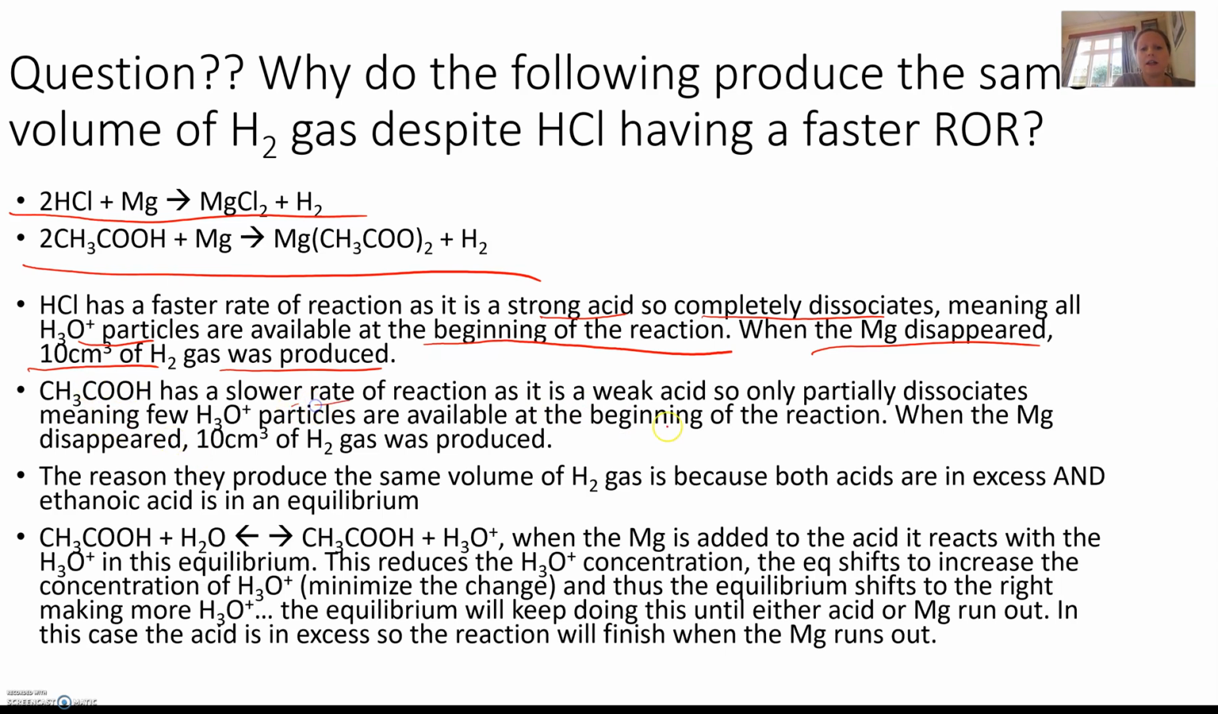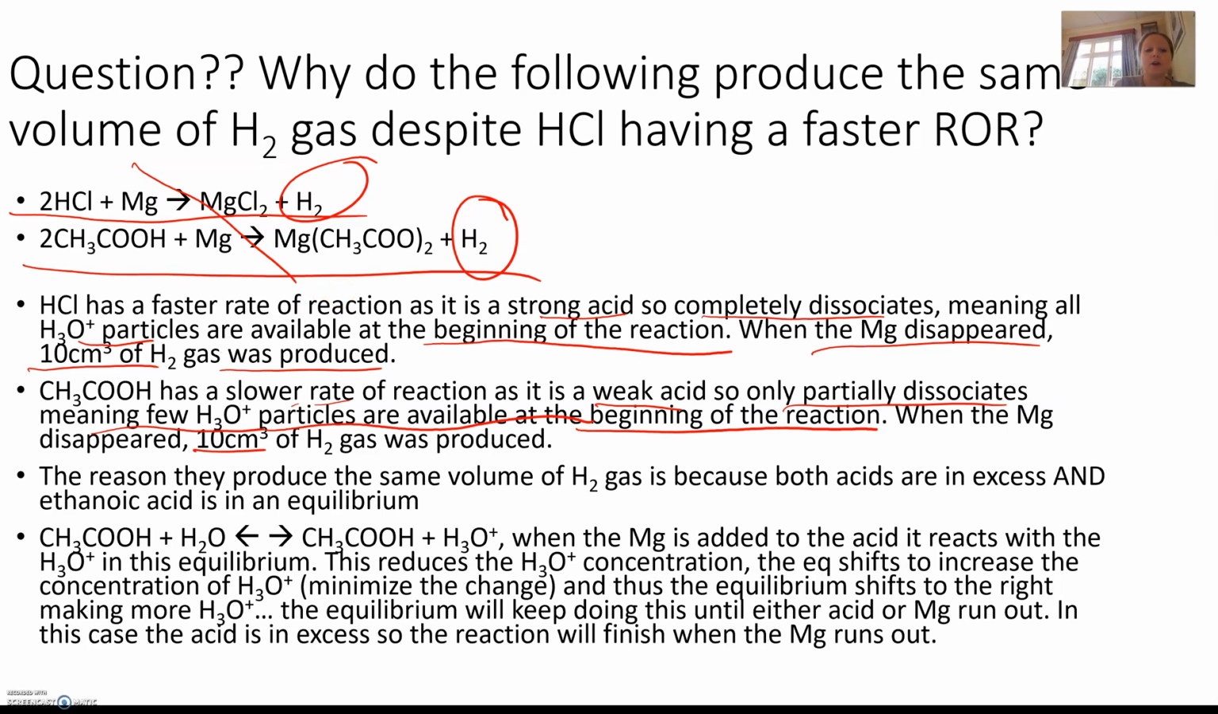Ethanoic acid has a slower rate of reaction as it's a weak acid, so only partially dissociates, meaning there are few H3O+ particles available at the beginning of the reaction. Okay, when the magnesium disappeared, there was 10 cm3 of gas. So the key thing here is the fact that because HCl is a strong acid, it'll immediately dissociate. So loads of H3O+ particles available at the beginning, and therefore the initial rate of reaction is faster than the weak acid. However, hopefully you're seeing that both of them produce the same volume of this gas, and that's because both of these reactions actually go to completion.